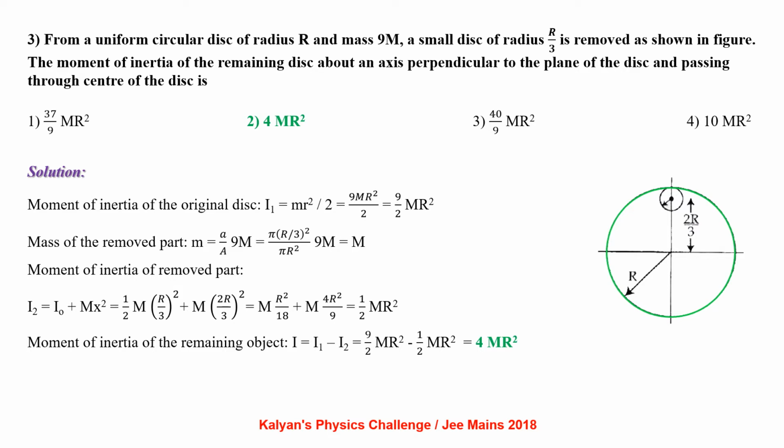Moment of inertia of the removed part I2 equal to I0 plus M x square, that is half M (R by 3) whole square plus M into (2R by 3) whole square, which is the perpendicular distance between the center of the removed disk and the center of the original disk. Upon simplification, it comes out to be half MR square. So the moment of inertia of the remaining object I equal to I1 minus I2, that is 4 MR square.